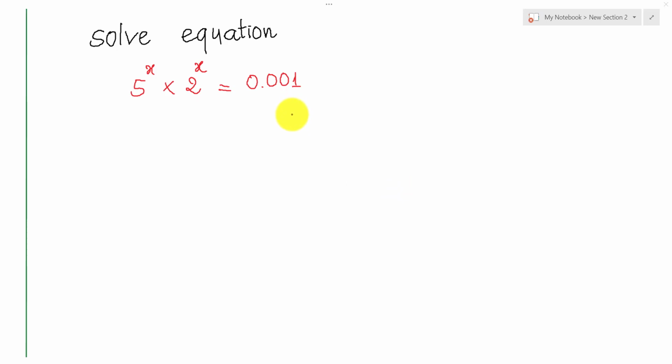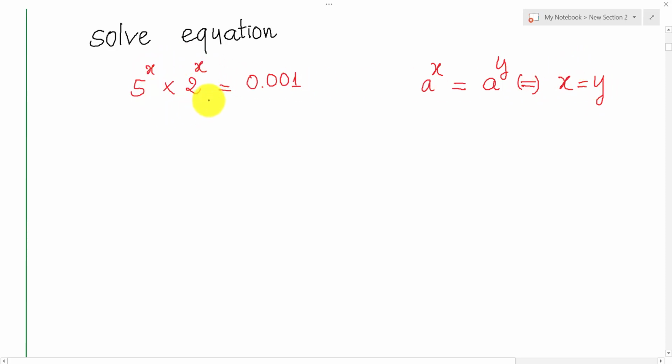We know that to solve this exponential equation, we have to write it in the same base, so that if we have a to the power x is equal to a to the power y, then we get x is equal to y. So this equation I can write with the same base on both sides of the equation.